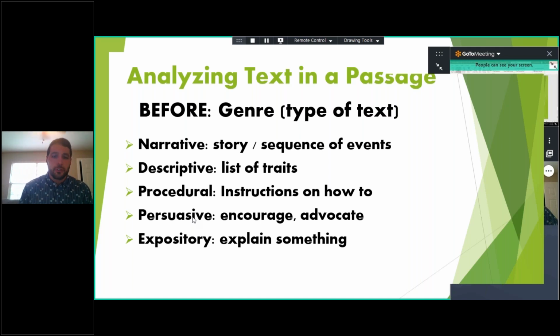Is it a procedural passage? It could just be instructions for somebody on how to do something. Is it a persuasive passage? Is it trying to convince you of something? Is it trying to advocate for a position? Or is it expository? Is it explaining something to inform the reader by providing specific information that will really inform you about something and explain it in detail. So these types of texts are the most common ones that you're going to see when you're reading a passage: narrative, descriptive, procedural, persuasive, and expository.